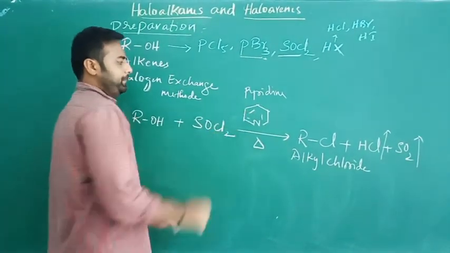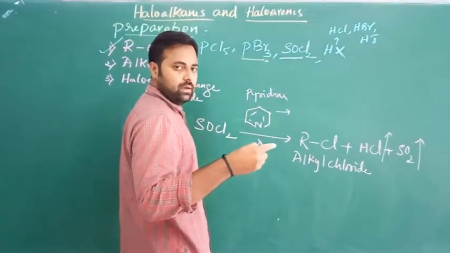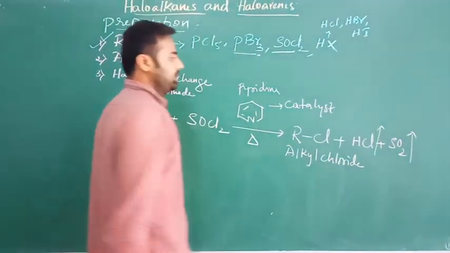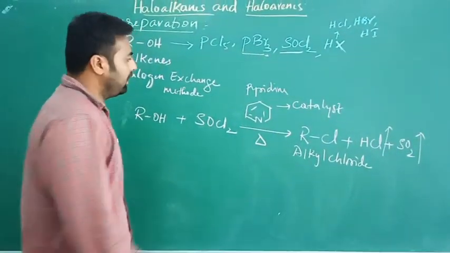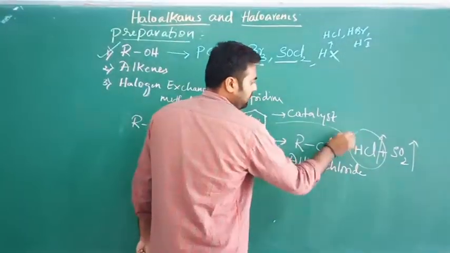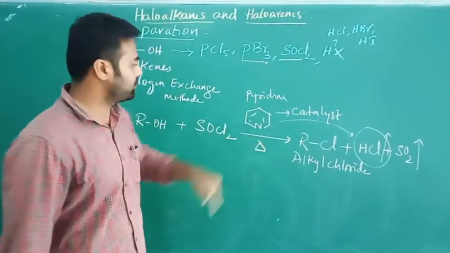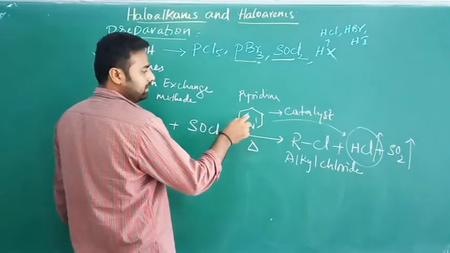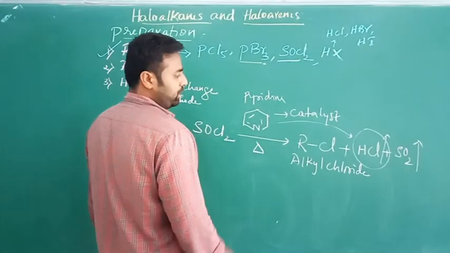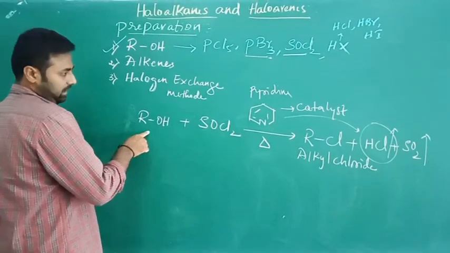Here this pyridine acts as a catalyst. This is a heterocyclic organic compound and acts as a catalyst, which is used to alter the reaction, and with this pyridine we neutralize the HCl that is produced as a byproduct in this reaction. That's the role of pyridine here, we neutralize that HCl produced in this equation, and this is the preparation of alkyl halide from the alcohol.